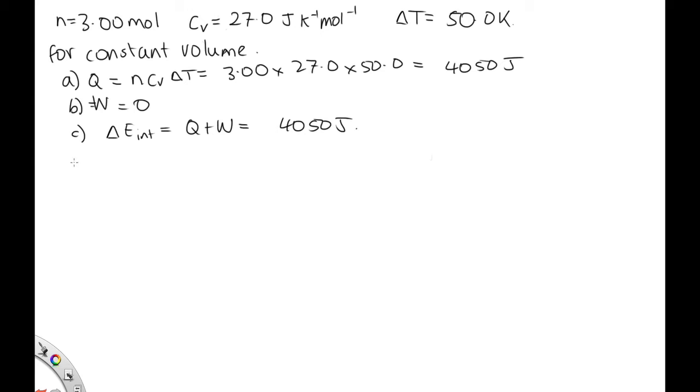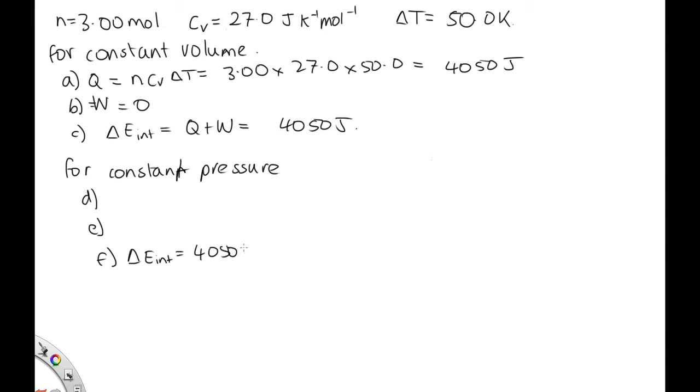And now in the second part we said for constant pressure, the change in temperature is the same, and we're asked to calculate these things again. So D, E, F. Well, the easiest one to answer is the change in internal energy. That's because it doesn't change. The change in temperature is the same, and the change in internal energy is only dependent upon the temperature. So we have the change in internal energy is equal to 4,050 joules.